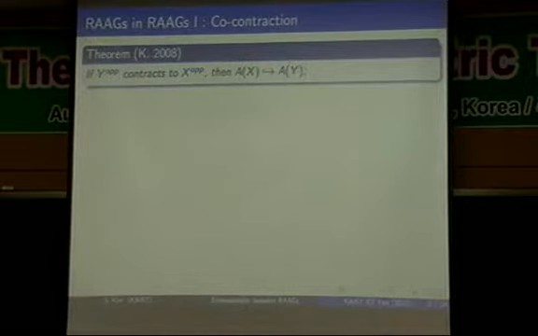Let's see an example, it will be more transparent. So for example, if you have an n-cycle and an n plus 1 cycle, the n plus 1 cycle contracts onto the n-cycle by just contracting one edge. Therefore, by this theorem, the right-angled Artin group on the opposite graph of the n-cycle will embed into the right-angled Artin group on the opposite graph of the n plus 1 cycle.